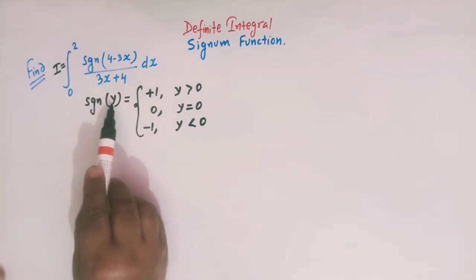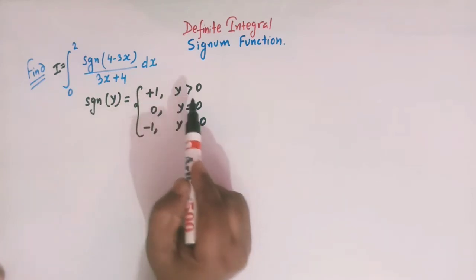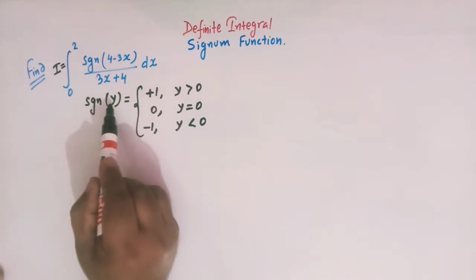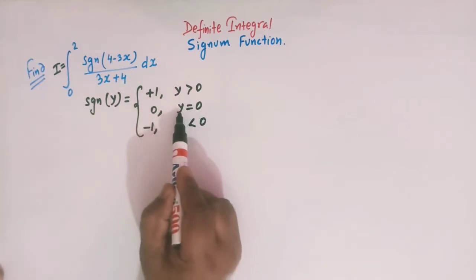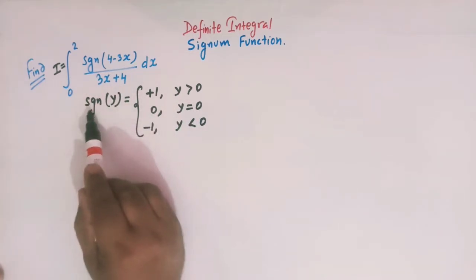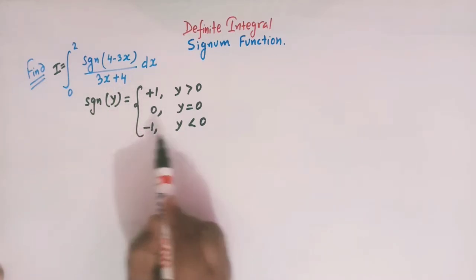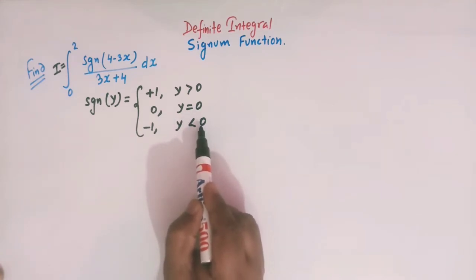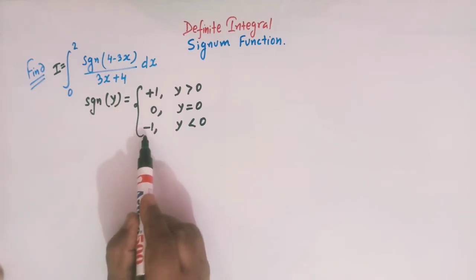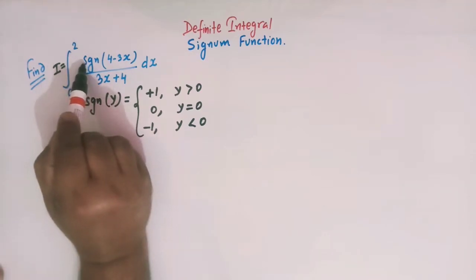See here, Signum of y will always take the value plus 1 whenever y is a positive number, that is y is greater than 0, and Signum of y is equal to 0 whenever y is 0. It means Signum of 0 is equal to 0, and Signum of y will always take the value minus 1 whenever y is less than 0. So for all negative numbers, Signum of y will take the value minus 1. Now we'll apply this definition to this function.